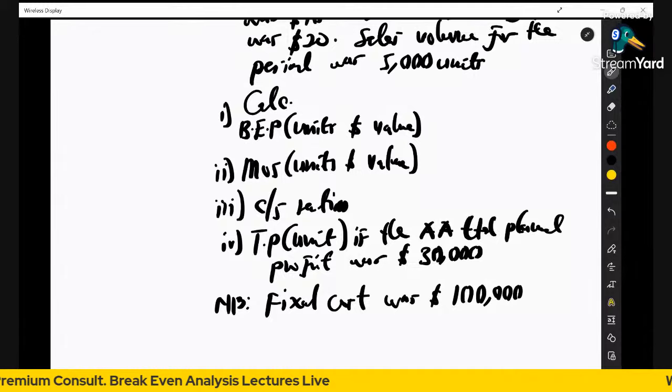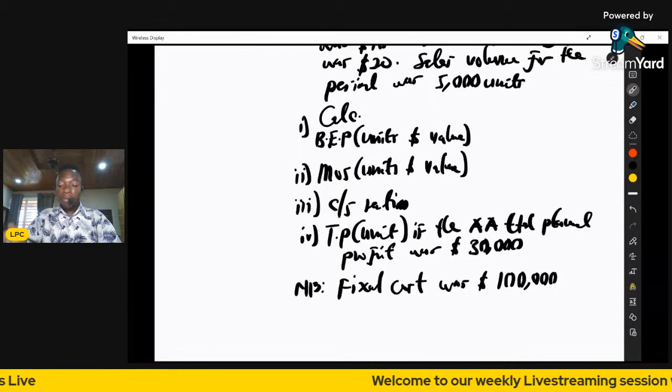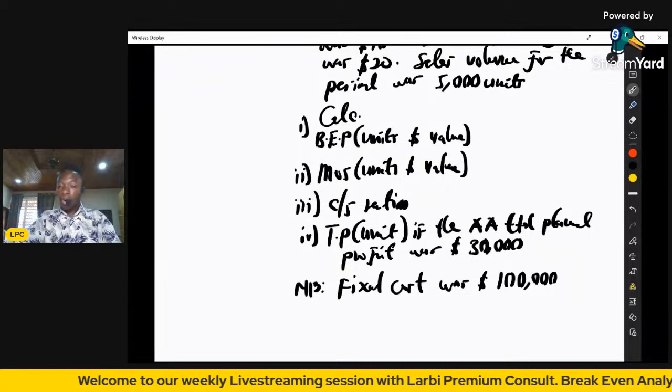So let's continue. Before we solve this question, there are times when the examiner can put you on a lot of thinking. What is happening here?